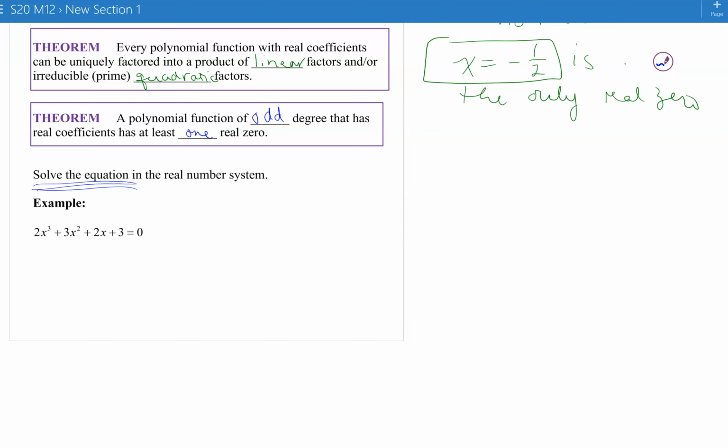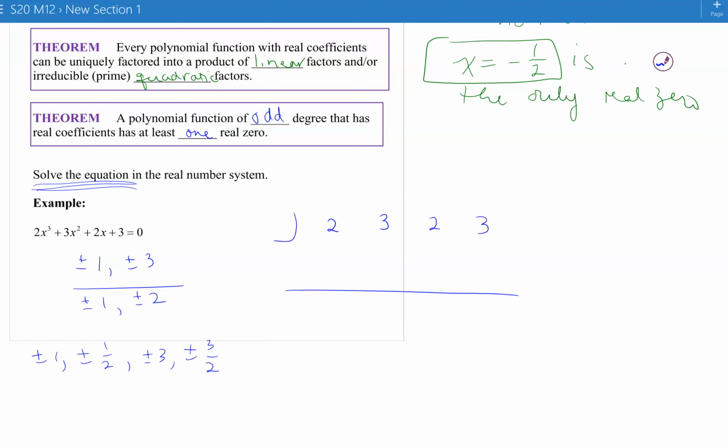So I can see that my possible rational zeros are plus and minus 1, plus and minus 3 in the numerator, and plus and minus 1, plus and minus 2 in the denominator. So I'll have plus or minus 1, plus or minus a half, plus or minus 3, and plus or minus 3 halves. So let's see, my coefficients are 2, 3, 2, 3.